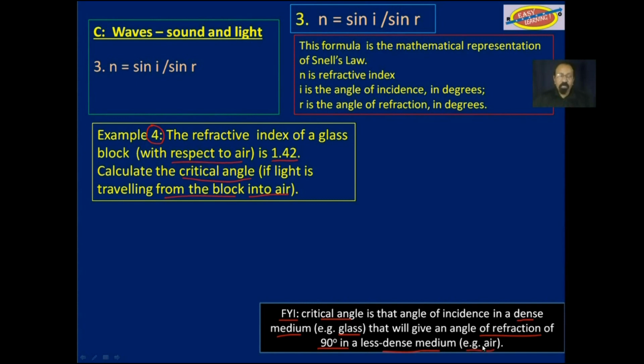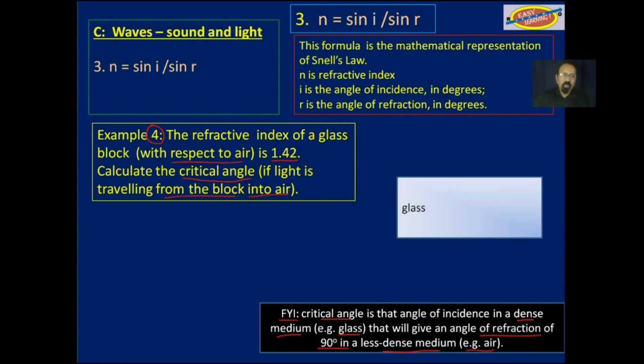So you can only calculate critical angle if the light ray is traveling from a dense to a less dense medium, because the angle of refraction will always be greater than the angle of incidence. So let's make a little drawing to make sure we understand what we are talking about.